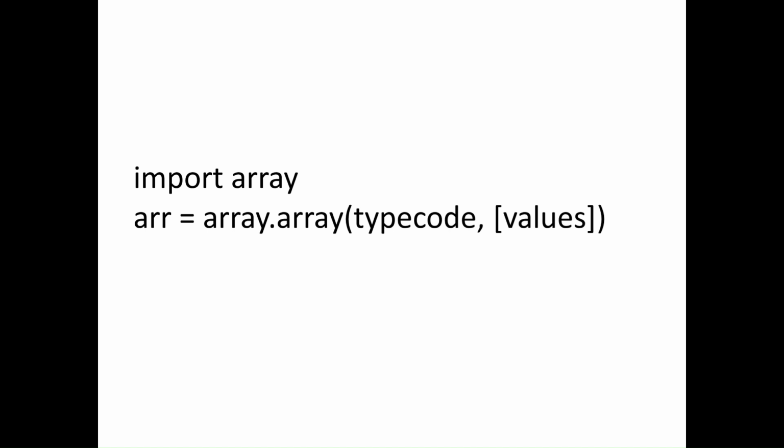Next comes the type code. The type code tells Python what kind of data the array will store. Finally, inside a square bracket, we write the values. Common type codes are basically used for integer, float, or Unicode character. For beginners, we mostly use integer, I.